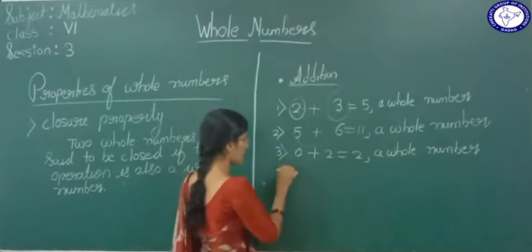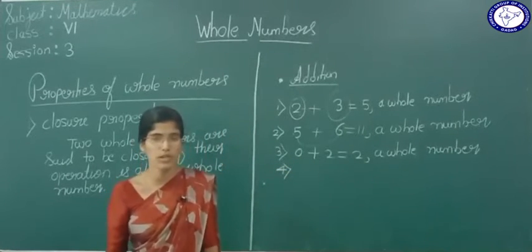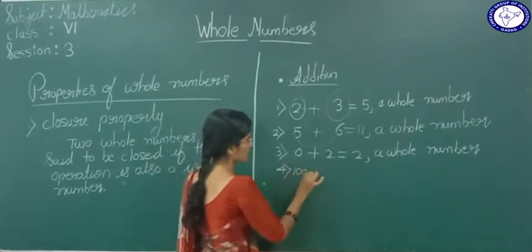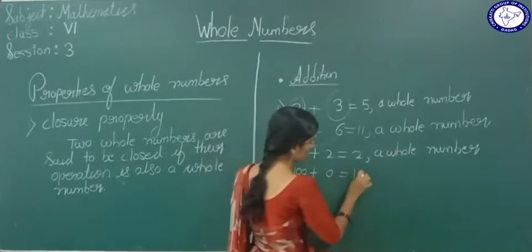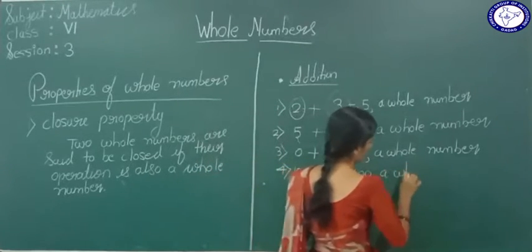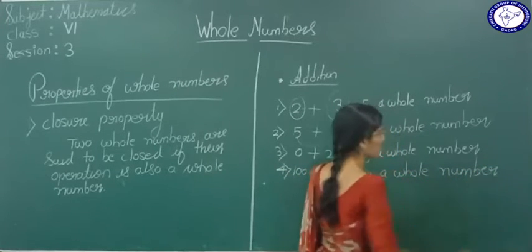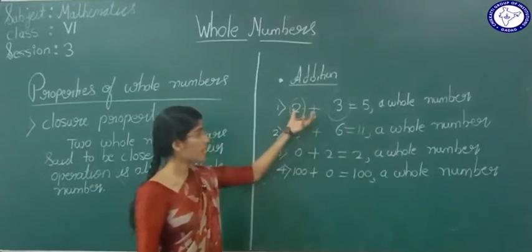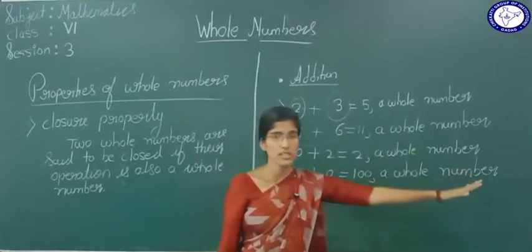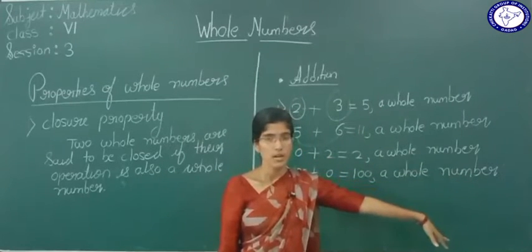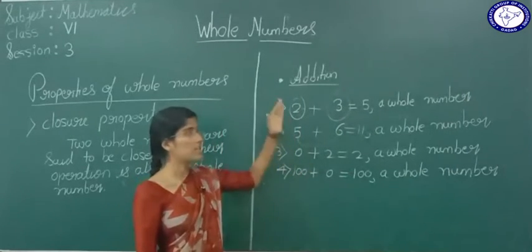Again consider, take any two whole numbers, add them, and the answer will also be a whole number only. Take 100. 100 is a whole number. 0 is a whole number. 100 plus 0 is 100. Is 100 a whole number? Yes. 100 is a whole number. See here, if we take two whole numbers and add them, a whole number comes again. This is nothing but whole numbers are closed under addition.